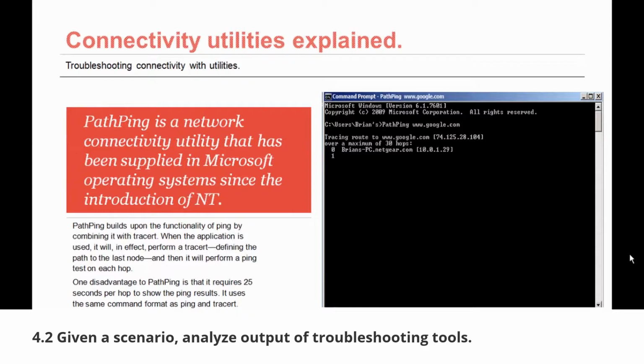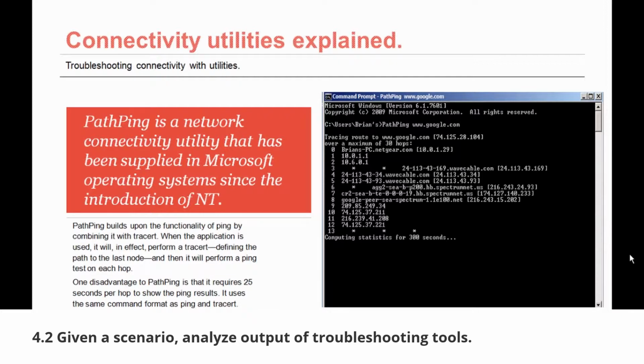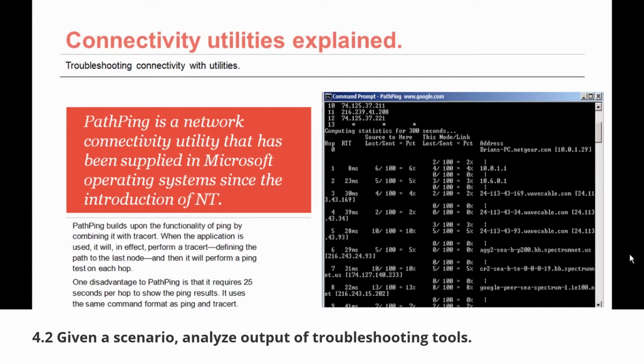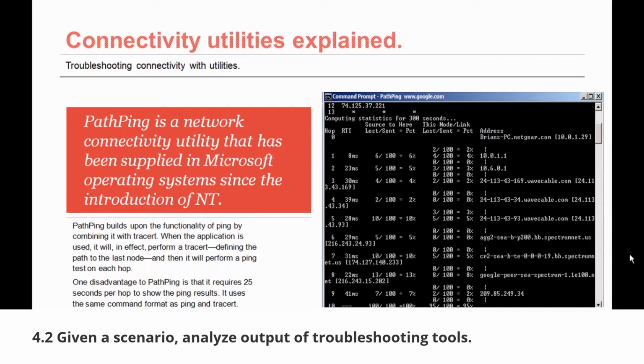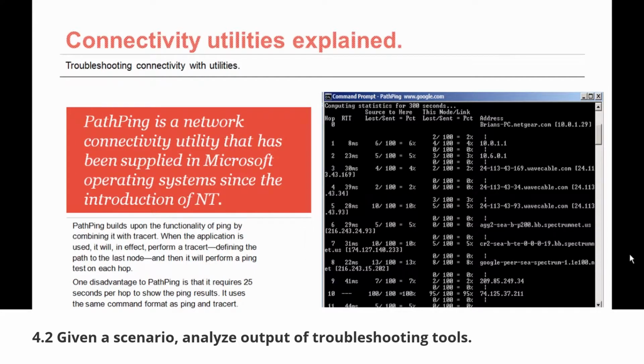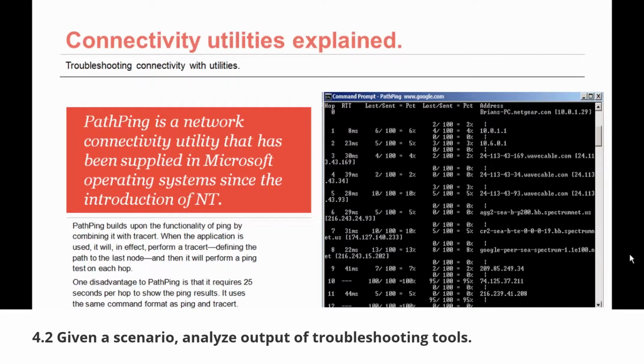Then there is pathping. It is a network connectivity utility that has been supplied in Microsoft operating systems since the introduction of NT. Pathping built upon the functionality of ping by combining it with tracert. When the application is used, it will, in effect, perform a tracert command, defining the path to the end node, and then it will perform a ping test on each hop. One disadvantage to pathping is that it requires 25 seconds per hop to show the ping results, and it uses the same command format as ping and tracert.